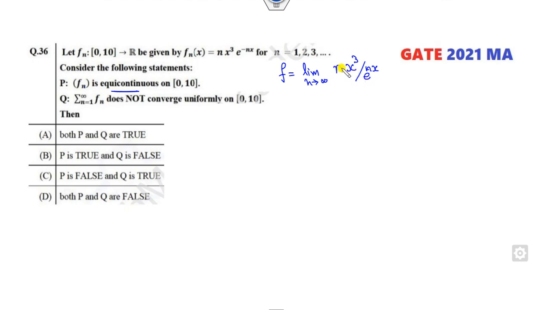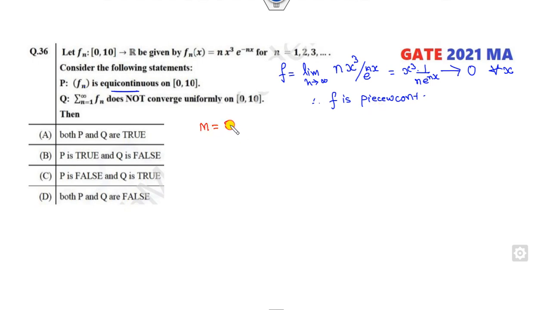So if I take the L'Hopital rule, it is x cube over n e raised to power nx, which clearly goes to 0. So therefore, for all the values of x, it means f is piecewise continuous. Fine. Then we will check whether it's uniform continuous or not.